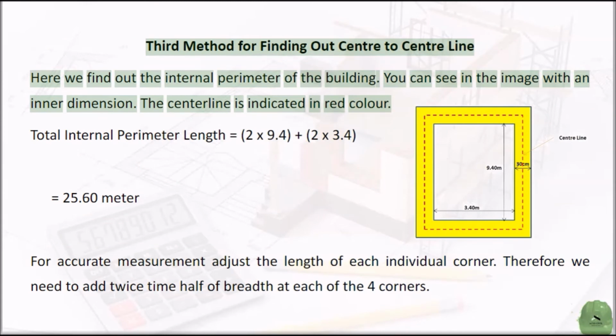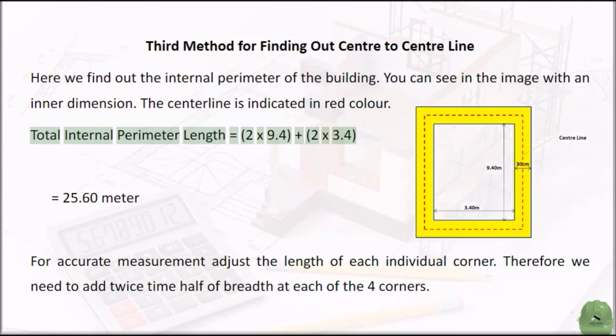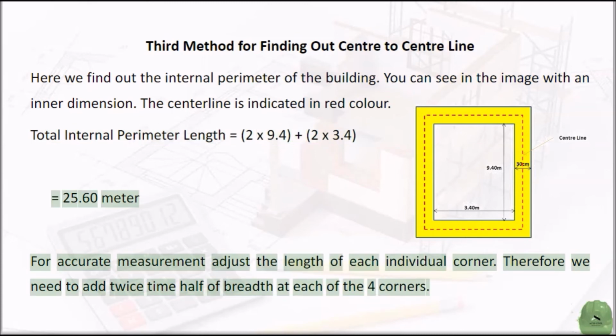Third method for finding out center to center line. Here we find out the internal perimeter of the building. You can see in the image with an inner dimension dot the center line is indicated in red color. Total internal perimeter length equals 2x9.4 plus 2x3.4 equals 25.60 meter.